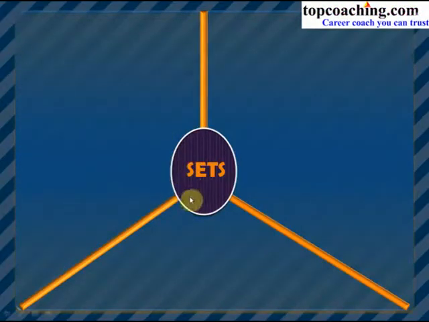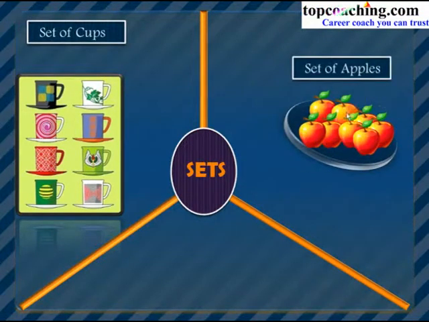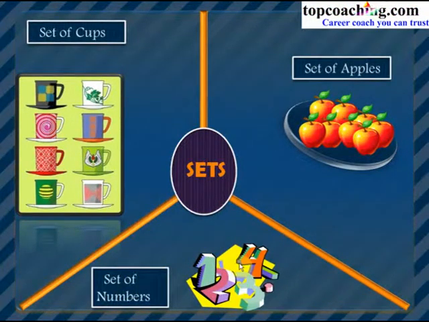Now, let's take different examples of sets. This is a set of cups. You see there are so many different cups, and so this comprises a set of cups. Similarly, this denotes a set of apples and this denotes a set of numbers. So you can have a set of so many things. Either you can have a set of cups, a set of apples, or you can even have a set of numbers. So simply, a set is a collection of objects. These objects could be people, these objects could be actual things, or these could even be numbers. So a set simply denotes a collection of objects or a group of objects.